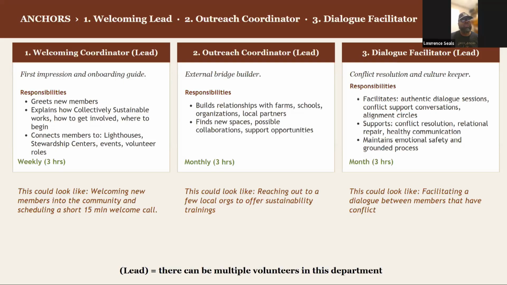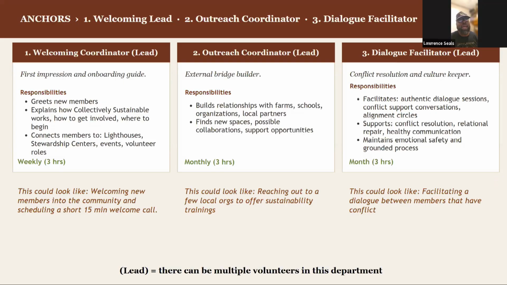Right, the monthly contribution is 3 hours, and this could look like reaching out to a few local orgs a month and offering sustainability trainings, right? Just to leverage ourselves as a resource to a lot of these other communities that we know we need to connect with. So if you have hikers communities or gun or weapons defense training communities and all these things that we know add to the value of sustainability as a whole, our outreach coordinators are going to be targeting those organizations or infrastructures so that we can make good connections with them, again build our relationship or grow our relationships with those people and grow our communities.